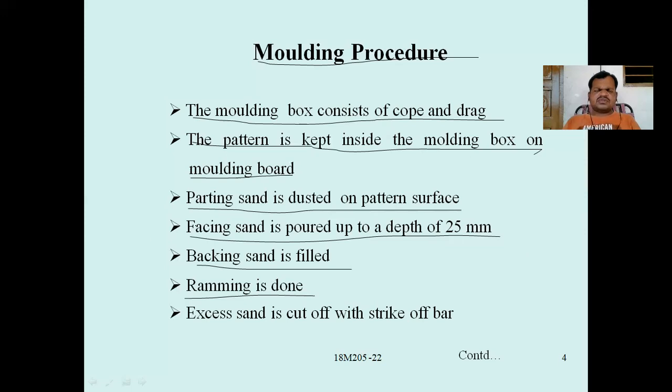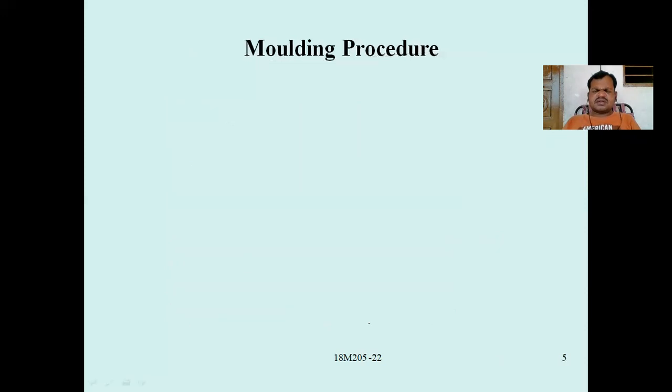First, you pour the facing sand up to 25 mm of depth in the molding box, which means the drag box. Next, backing sand is filled. After completion of backing sand, we go for ramming. After ramming, any excess sand in the molding box is cut off with a strike-off bar.